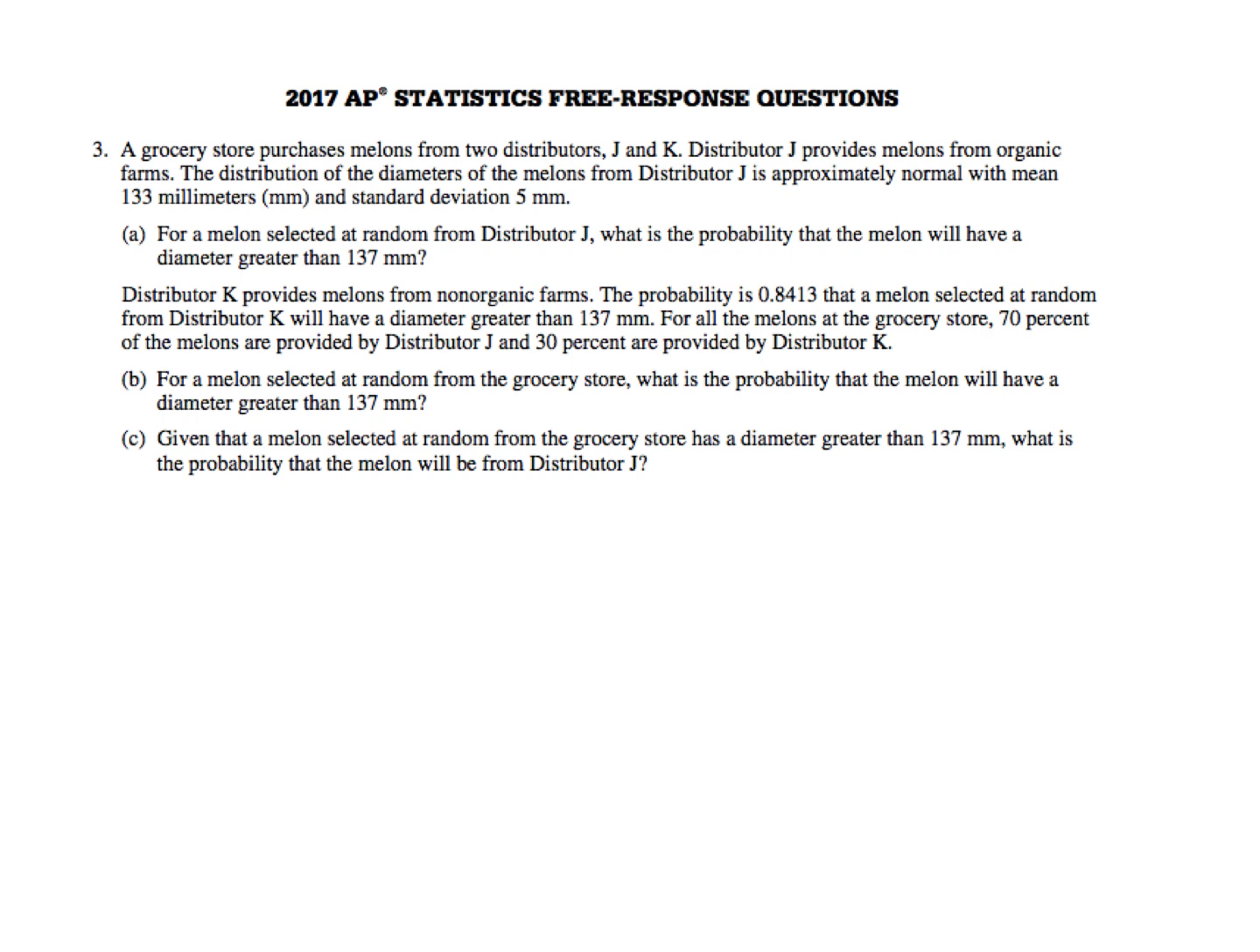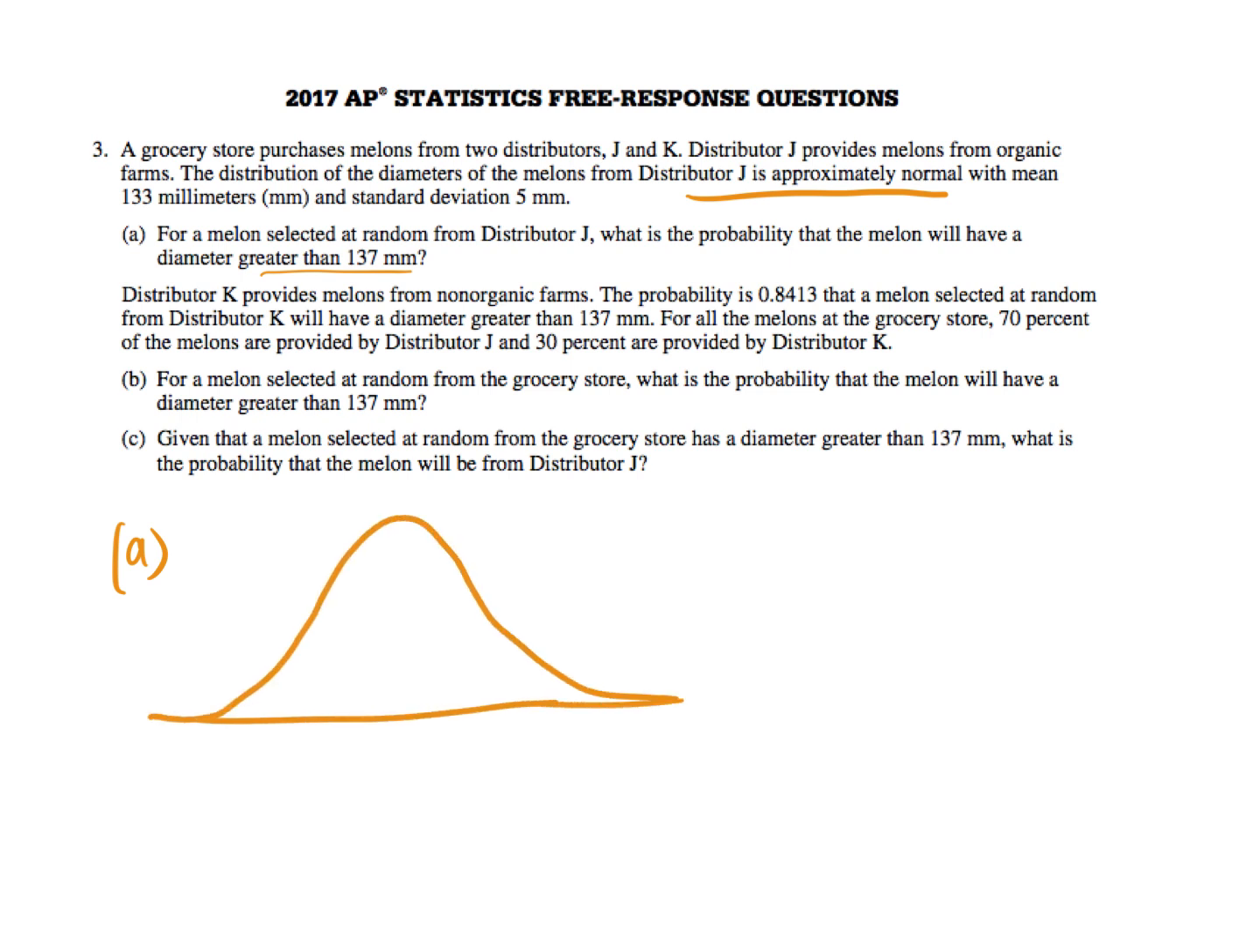Okay. It says, for a melon selected at random from distributor J, what is the probability that it's greater than 137 millimeters? And what we know about distributor J is approximately normal with a mean. So if we have approximately normal, that means I can draw the approximately normal with a mean of 133 and a standard deviation of 5. All of this is given to me in the stem of the question. And I'm going to go ahead and label this with a J because this is distributor J.